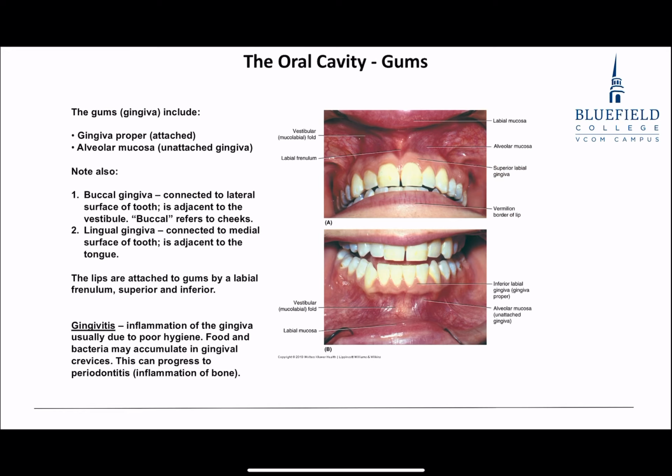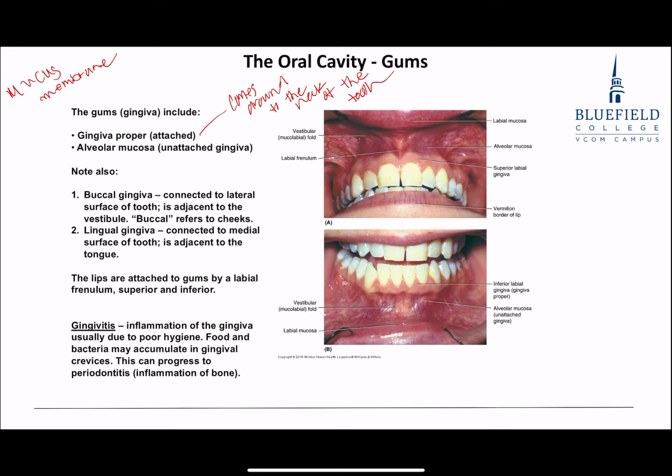Gums. So the way gums are described, of course, it's a mucous membrane. They are keratinized, so it's similar to skin, and they have these two regions. They're called proper gingiva or attached gingiva, which comes up around what's referred to as the neck of a tooth, and then you have this alveolar or unattached gingiva, where obviously the blood vessels are very close to the surface. And then they have these little attachments, superiorly and inferiorly, this little labial frenulum.